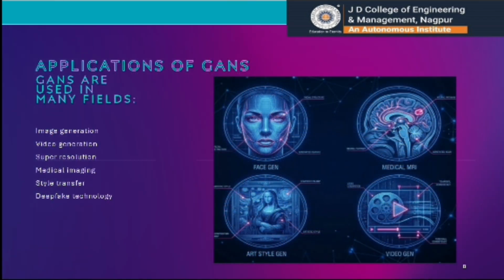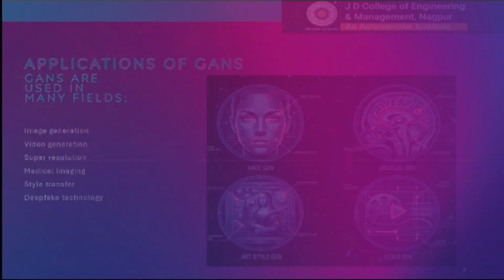So, what are the applications of GANs? GANs are widely used in many real world applications. One of the most common applications is image generation, where GANs create realistic images. They are also used in video generation and deepfake technology. In medical imaging, GANs help enhance image quality and assist doctors in diagnosis. Another important application is super resolution, where low quality images are improved to high resolution.